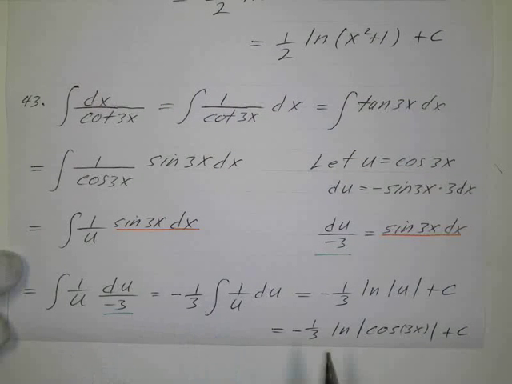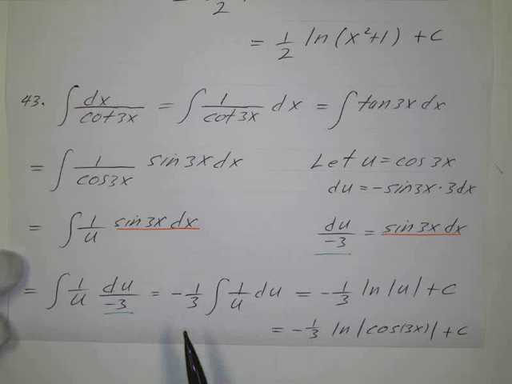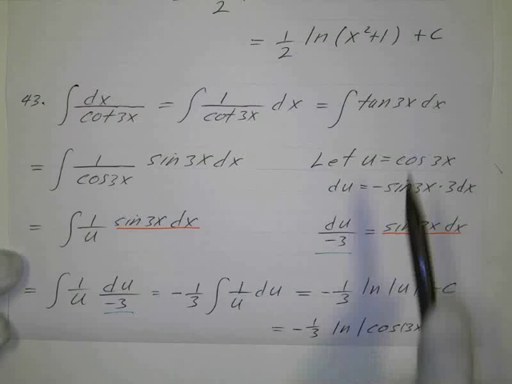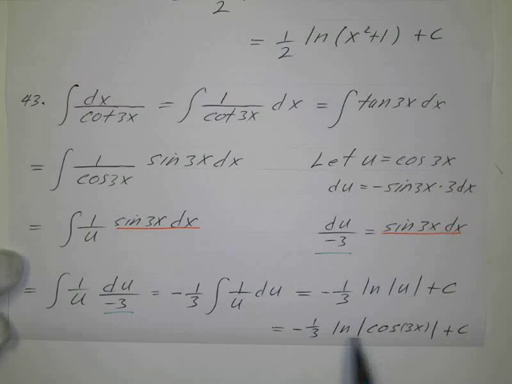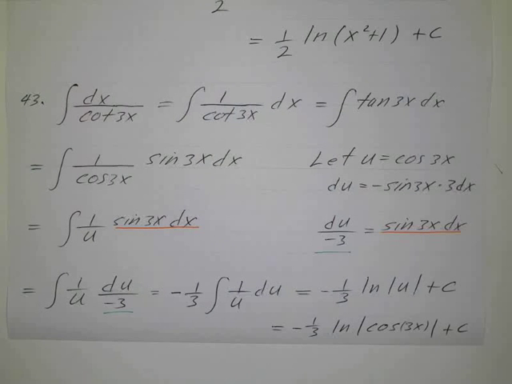And then I can just factor out that negative 1/3. And so I have 1 over u du, so there's my nice form on page 332, and that's going to be the natural log of u plus c with a negative 1/3 in front of it. But what was u? u was the cosine of 3x. So I've got negative 1/3 natural log of the cosine of 3x plus c, and that's 43.